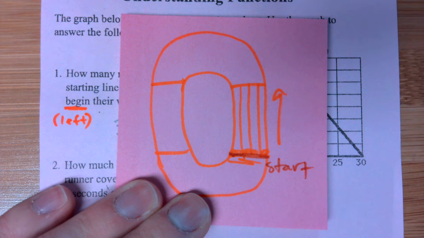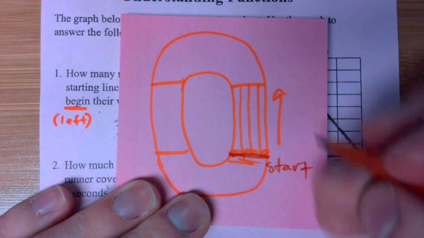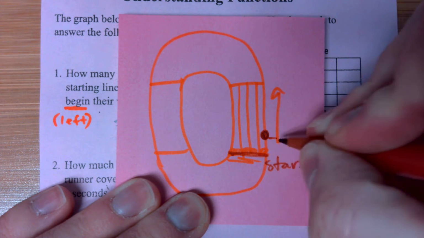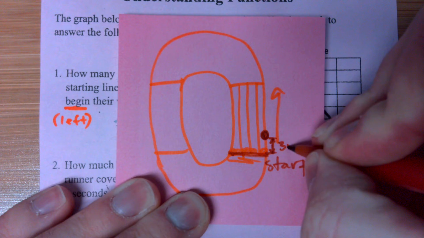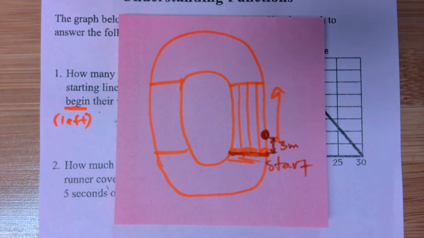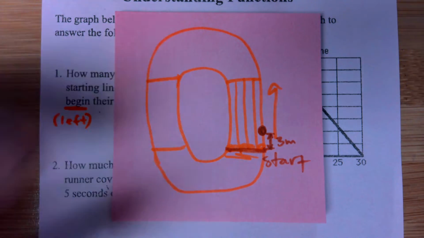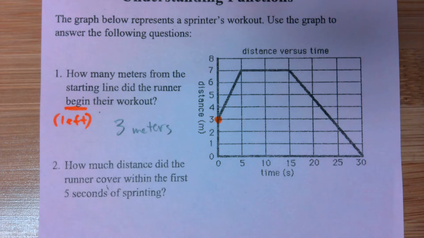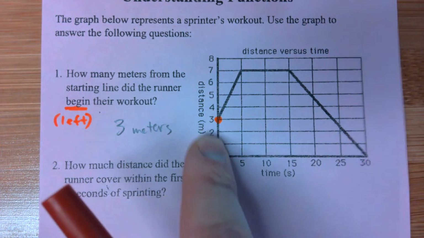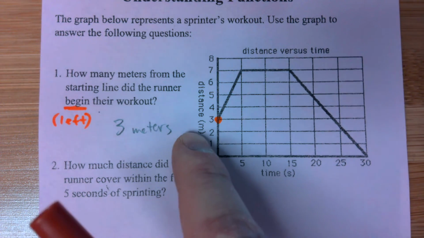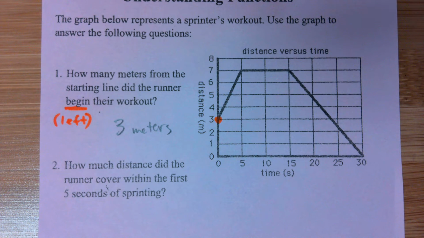Question over there, buddy? No? Okay. So if the starting line is right here, this runner is starting 3 meters away from the starting line. It's okay, he's just practicing, it's just a workout, but that's what it means when I say that he's 3 meters from the starting line, okay? So there's number 1. We were able to determine where they began their workout just by looking at the left side of the graph and finding that first point, right? This 3 tells us that he's 3 meters from the starting line.